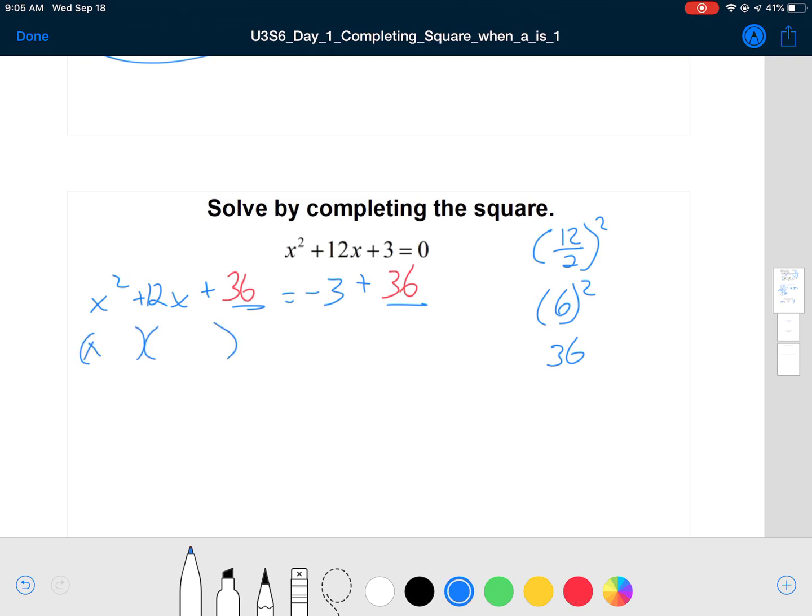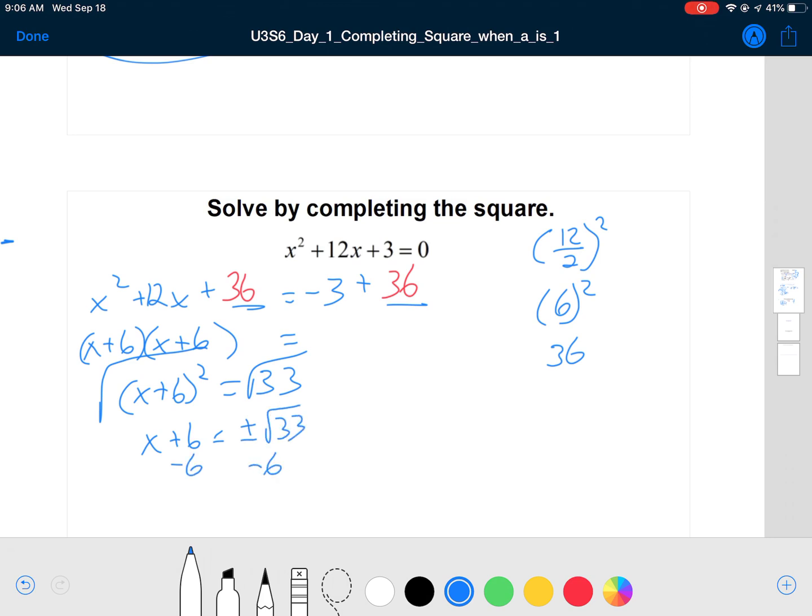Factor the left. You might want to factor first, because this has to be the exact same thing twice. If it's not, you picked the wrong number, so 36 wasn't the right number. But in this case, x plus 6 and x plus 6, 6 plus 6 gives you 12. I'll write it as a perfect square trinomial, and on the other side I end up with 33. Again, taking the square root of both sides, x plus 6 equals plus or minus the square root of 33. This becomes something like we did earlier in the week.